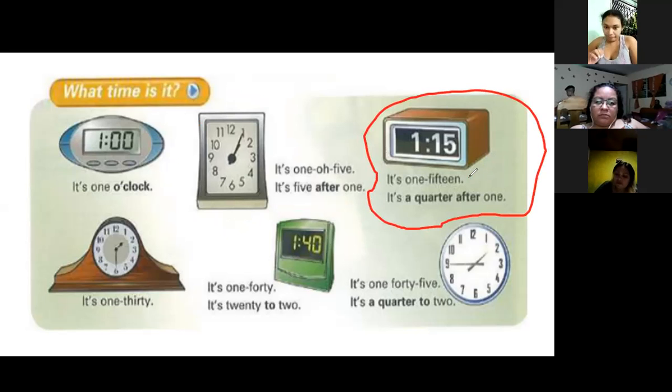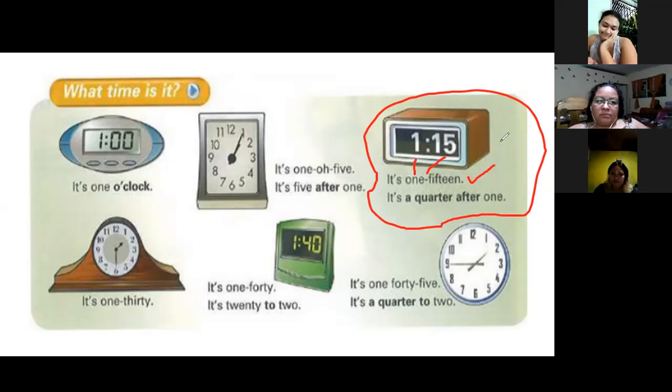1:15. Entonces decimos it's 1:15, right? O podemos decir que han pasado 15 minutos después de la 1. Entonces se dice en inglés, it's a quarter. 15 minutos es a quarter. After 1, yeah. It's a quarter past 1.